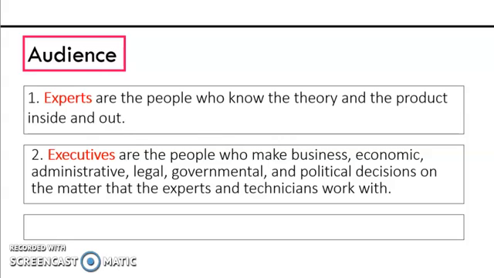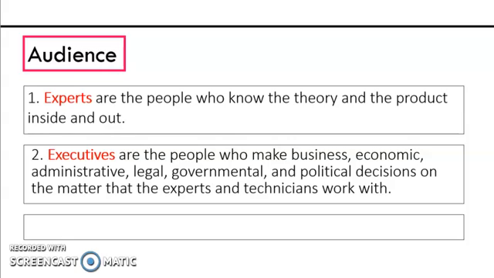Often, they have advanced degrees and operate in academic settings or in research and development areas of the government and business worlds. Now, we also have the executives. These are the people who make business, economic, administrative, legal, governmental, and political decisions on the matter that the experts and technicians work with. If it is a new product, they decide whether that product will go to production and market. If it is a new power technology, they decide whether the city should implement it. So, executives may sometimes have as little technical knowledge about the subject as non-specialists.